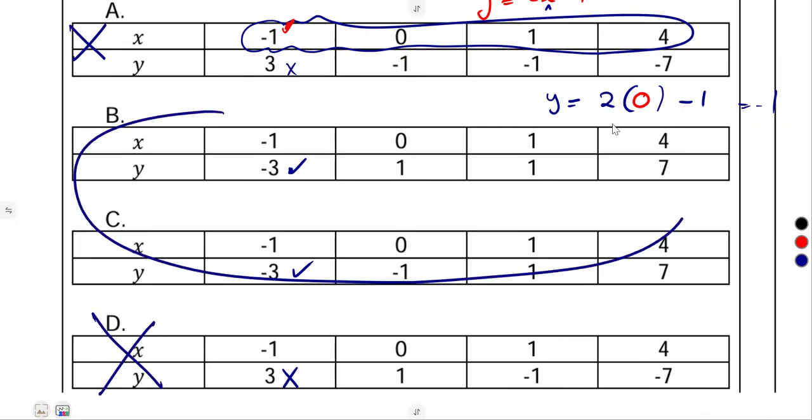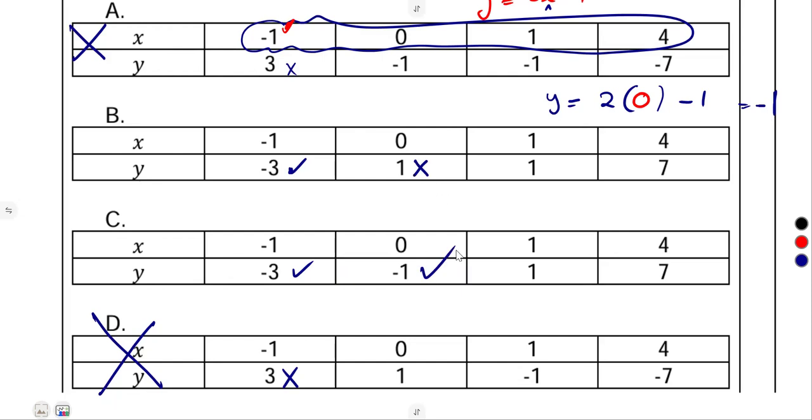Now let's compare tables B and C. Where x is 0, you can see that the y value will be negative 1. There is a positive 1 here, and here there is a negative 1. So table B is totally wrong because of this part, which makes the whole table incorrect. So the correct one was going to be C.